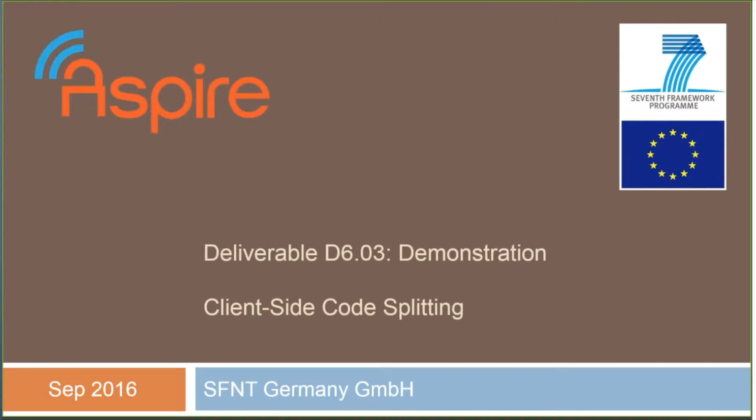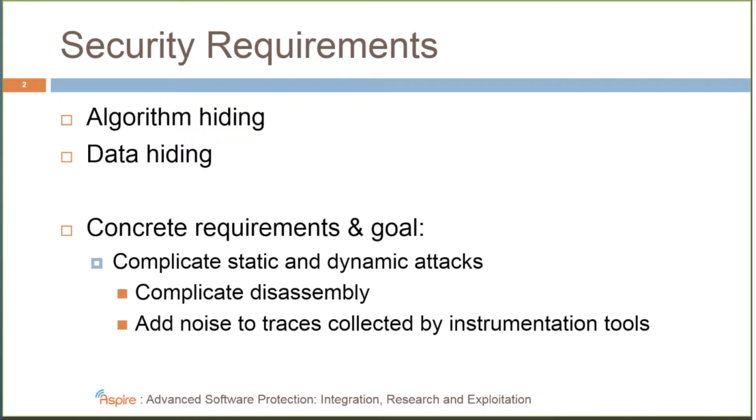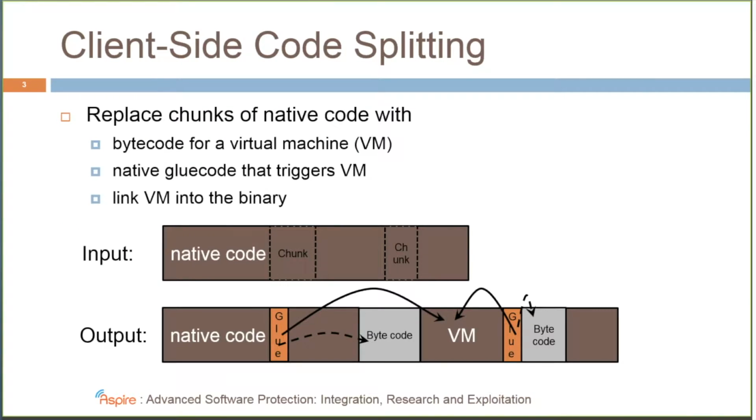So this is the Aspire demonstration of client-side code splitting. The basic goal of this protection is to hide algorithms and hide data. Concretely, we want to complicate static and dynamic attacks by complicating the disassembly of certain code fragments and by adding noise to traces collected by instrumentation tools.